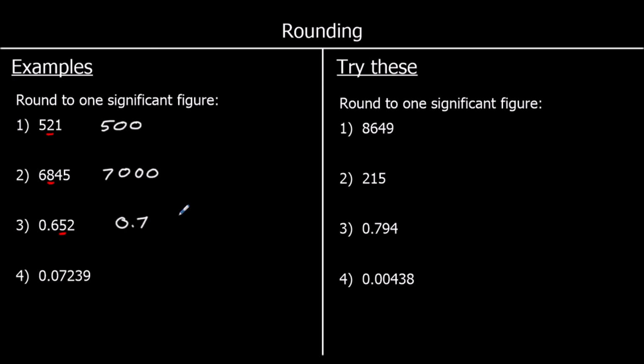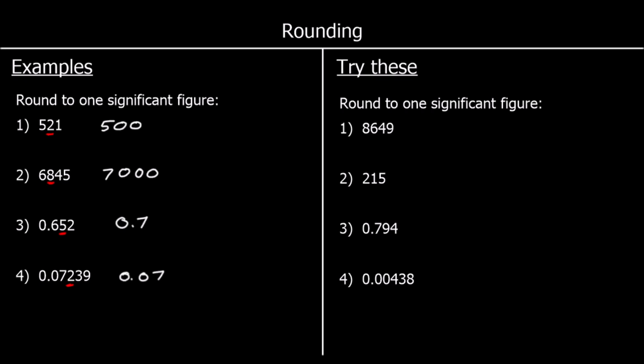And question 4. The first non-zero number is the 7. So we look at the one after it, which is a 2. So it's not 5 or above. So we leave it as it is. 0.07. Okay, give these ones a go. 4 for you to try.